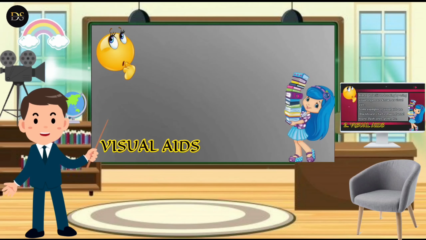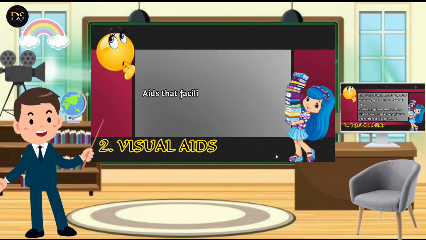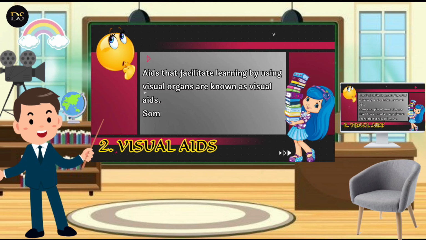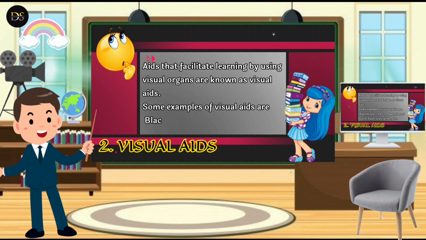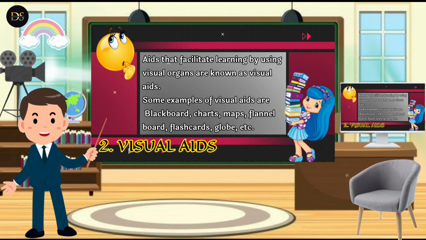The second type is visual aids. So, aids that facilitate learning by using visual organs are known as visual aids. These aids help in the attaining of Bloom's teaching objectives, that is, cognitive, affective, and psychomotor. Some examples of visual aids are blackboard, charts, maps, flannel board, flashcards, globe, etc.